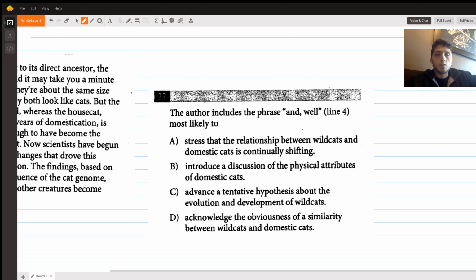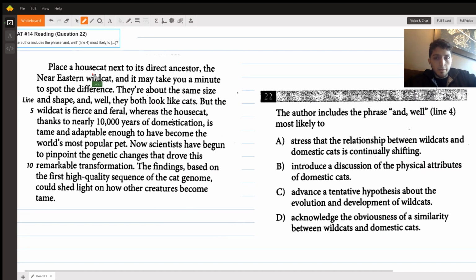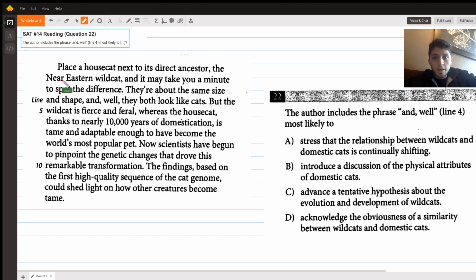With these questions, sometimes you don't know if they're going to focus more on the rhetorical side or more on the content side. It's usually more on the content side, but we want to keep track of both. So here, this is the first paragraph, and what we're given is: place a house cat next to its direct ancestor, the wildcat, and it may take you a minute to spot the difference. They're about the same size and shape, and, well, they both look like cats.